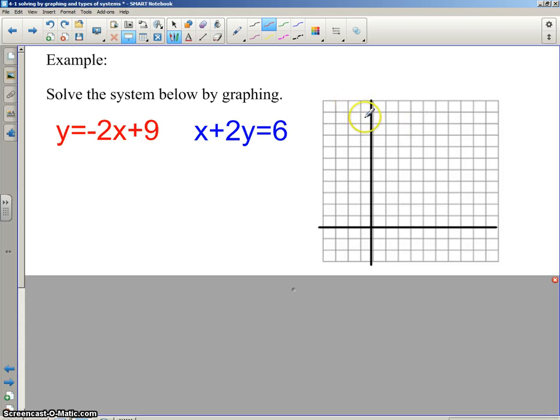9, and then the slope is -2, so this is where we'll be going. Oh, I screwed up. That's not 9. 4, 8, 10. Wait, can I count? Apparently I can't count, which is bad for a math teacher. 1, 2, 3, 4, 5, 6, 7, 8, 9, 10. I went up one too many. I will fix that.